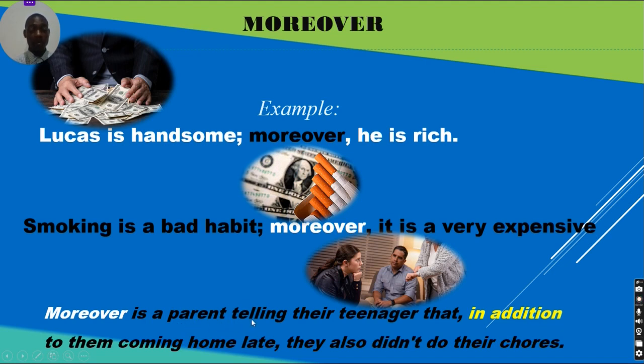Pais, de pai e mãe. Telling their teenager. Teenager significa adolescente, ok? Teenager, adolescente, ok? In addition to them coming home late, ok? Coming home late, né? Seria vir para casa tarde, né? They also didn't do their chores. Eles também não fizeram seus trabalhos, ok?